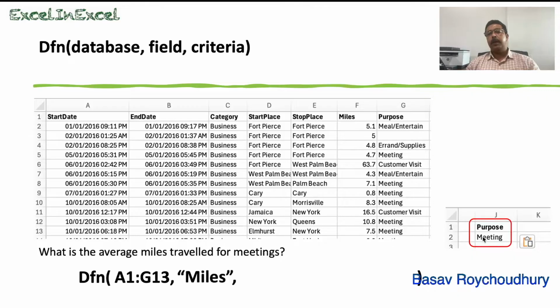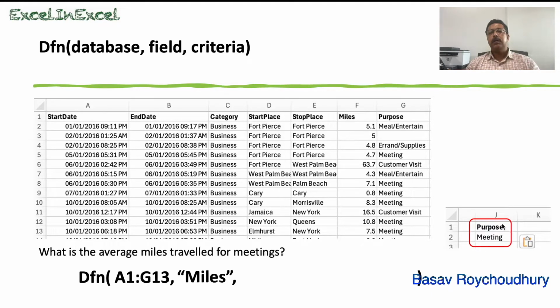is a meeting. Therefore, the criteria that we are talking about here must be a range of at least one column and two rows. This is important. The criteria must always be a range, and the minimum size of that range is one column and two rows. So in this case, we are saying purpose and meeting.